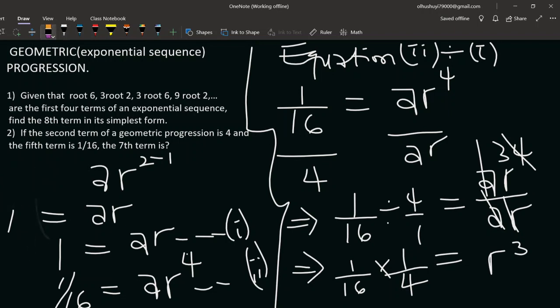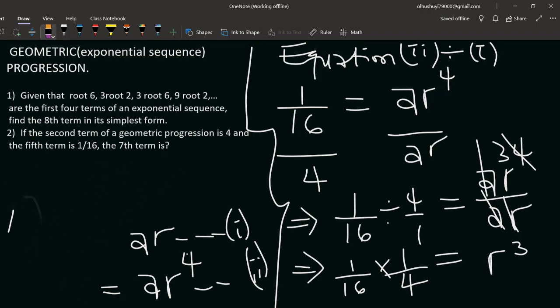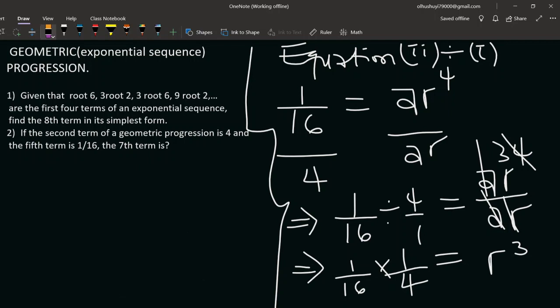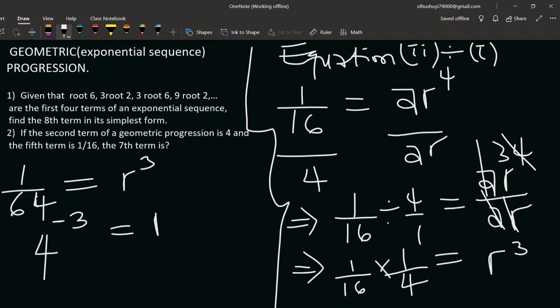And here you can proceed by saying that 1 over 16 times 4, that is 64. So 1 over 64 can be equal to R raised to the power 3. So what do we have? We have 4 raised to the power of minus 3 can be equal to R raised to the power 3.